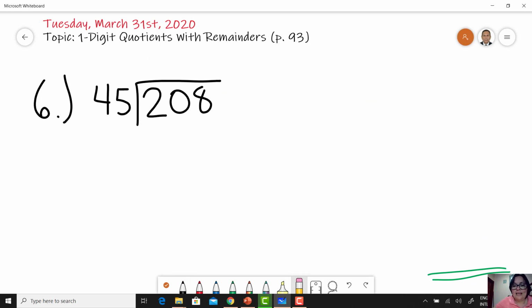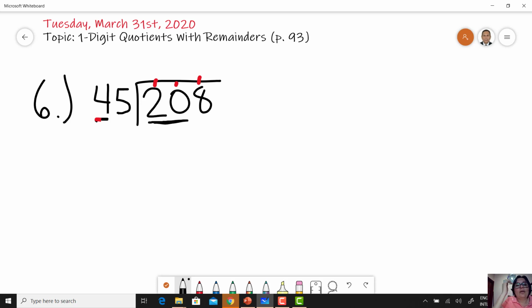Number 6 says 208 divided by 45. How many numbers in here? 2. So I'm going to take 2. Can you divide 20 into 45? No, because it's less. So what do you have to do? To take the other number. So, do you know the timetable of 45? No. So we are going to use our trick, and we are going to use only number 4. So, as we are going to use number 4, from here we have to use not only 2, because 2 is less than 4. We are going to use 20.